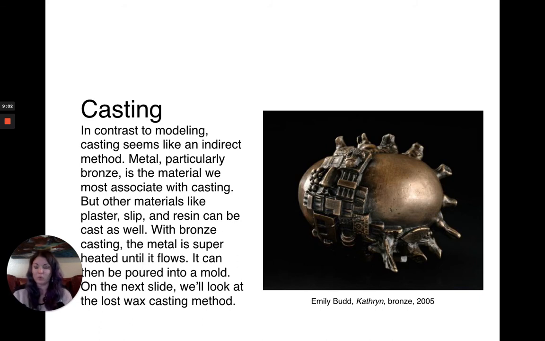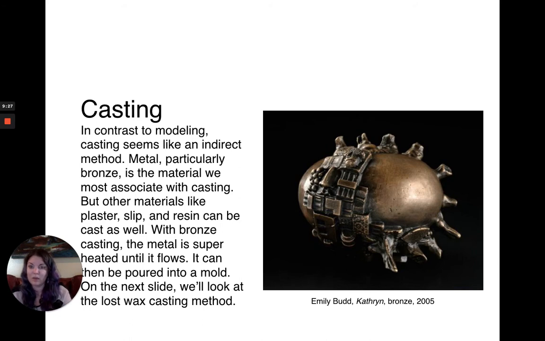You can cast resin, which is a kind of plastic. You can cast all of those things. You can cast spam. You can cast butter. You can cast chocolate. You can cast all kinds of things. So with bronze casting, the metal is superheated until it flows like a liquid. It's super, super hot. It kind of looks like lava. It can then be poured into a mold.